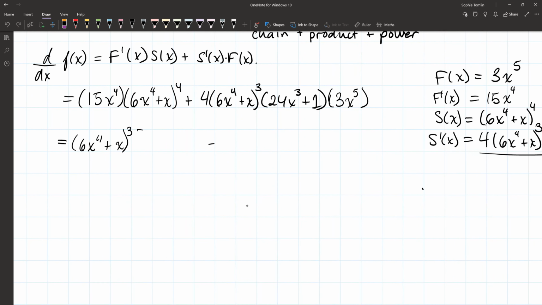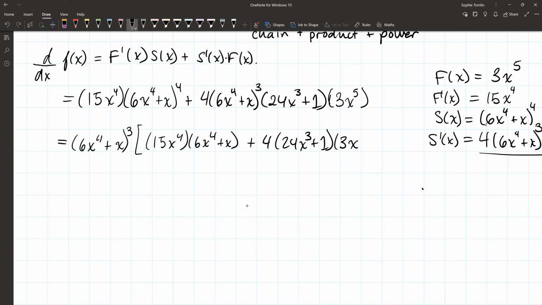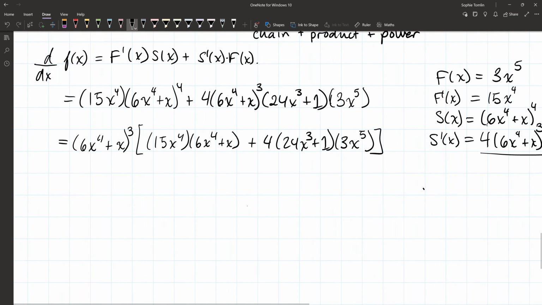So then we have our 3x to the 5 here. And so then we can still take out this common factor of 6x to the 4 plus x. And then on the inside here, we'll have 15x to the 4 times 6x to the 4 plus x. This is just to the 1. Plus 4 times, this moved out here, 24x cubed plus 1 times our f of x term, which is 3x to the 5. Yeah, thank you.